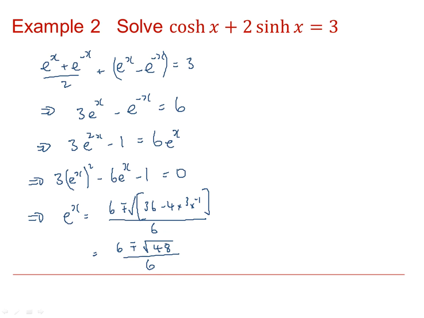So in total, that means that we've got e to the x is equal to 6 plus or minus 4 root 3 over 6, or 1 plus or minus 2 root 3 over 3.